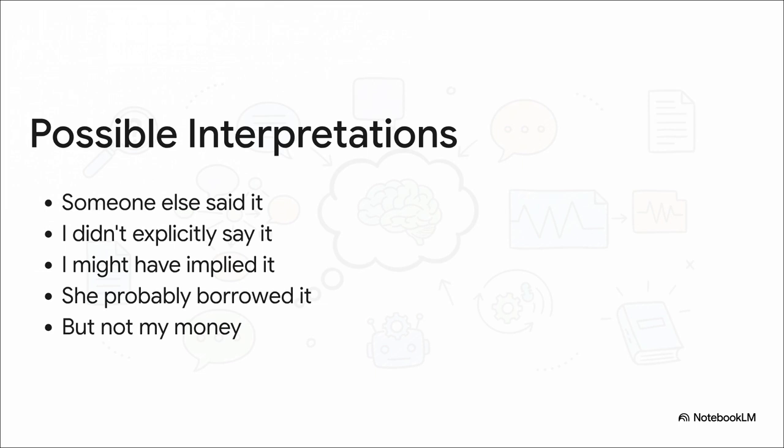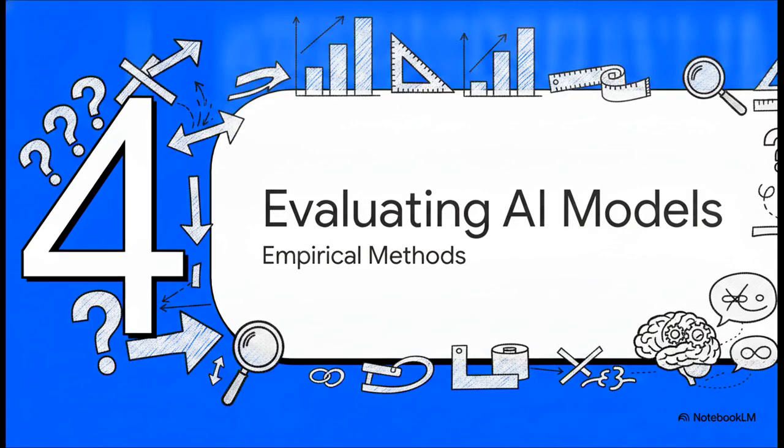The text tokens for all of those are exactly identical, but the implied pragmatics, they change entirely. Maybe someone else said it, maybe she just borrowed it, or maybe it wasn't my money to begin with. It's a logistical nightmare for a computer. Because perfection is clearly impossible with all this ambiguity running around, let's dive into our final section, evaluating AI language models and how we navigate this mess empirically.